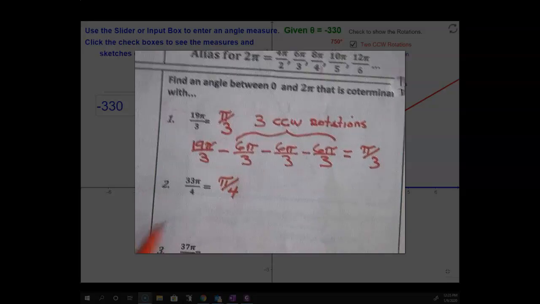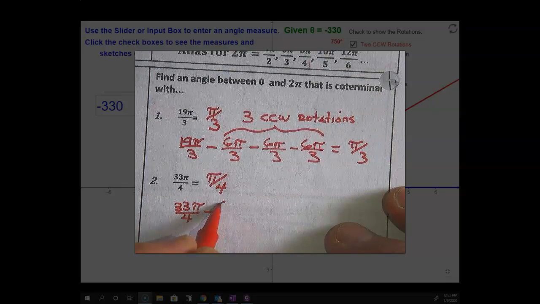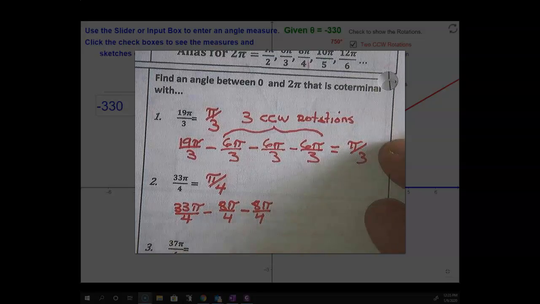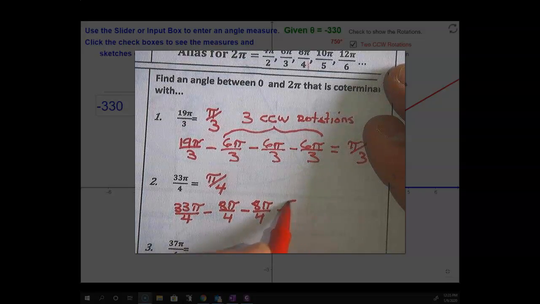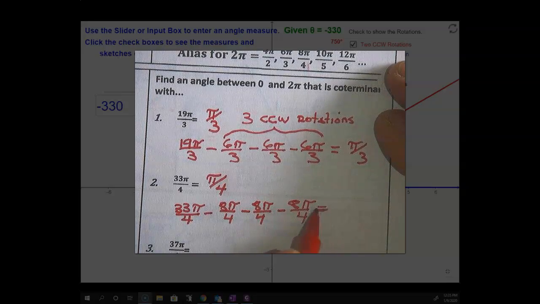Okay, if I wasn't going to use the circles to count, then I'm going to do this. Subtract 360, which is 8 pi over 4. Let's see, that's 25. Got to keep going. That's 17. That's 9. I got to get below 8. So I got to do 1 more.